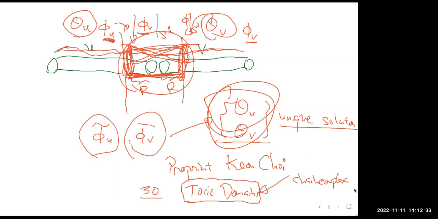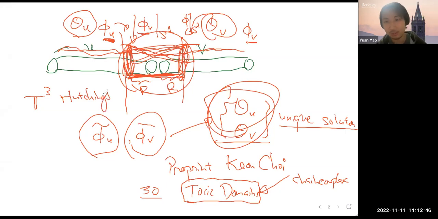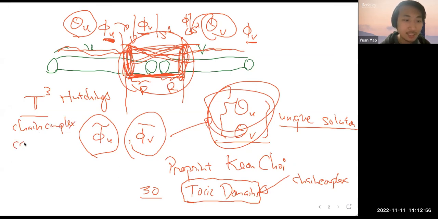Okay, thanks. Also, I would say the computation for T3, which was done by Hutchings some time ago. He completely computes the chain complex using some very nice combinatorial model, and there they also use this cascade. I think he just assumed that's how the cascades work, and then he wrote down the chain complex.